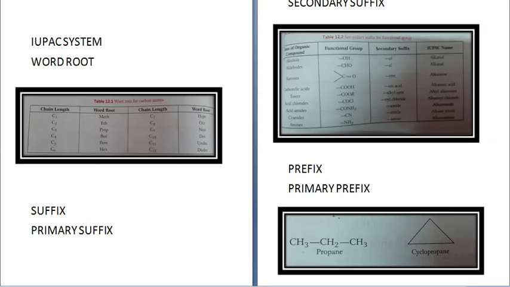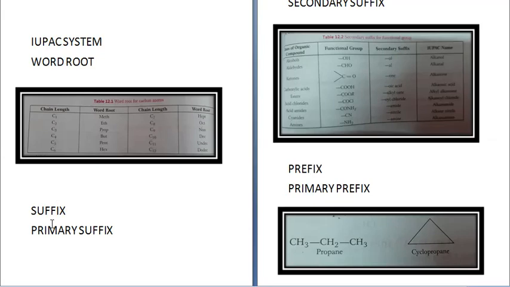Word root denotes the number of carbon atoms present in the principal carbon chain, which is the longest continuous chain of carbon atoms containing functional groups and multiple bonds. If it is a single carbon, it will be called meth. If two carbons, eth. 3 prop, 4 but, 5 pent, 6 hex, 7 hept, 8 oct, 9 non, 10 dec, 11 undec, and 12 dodec.